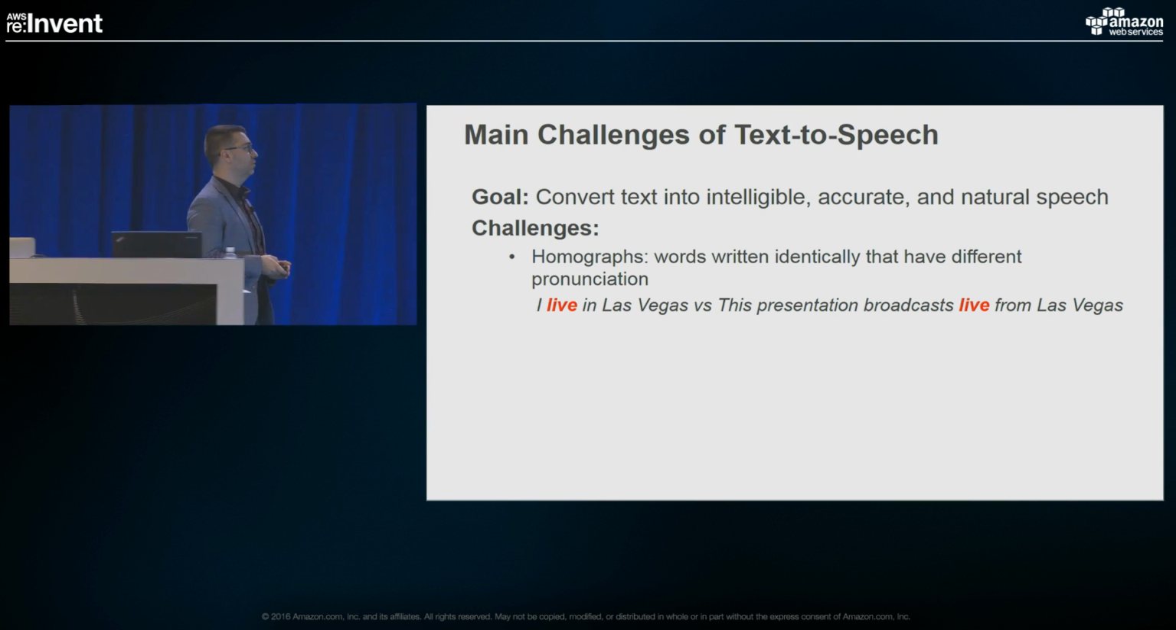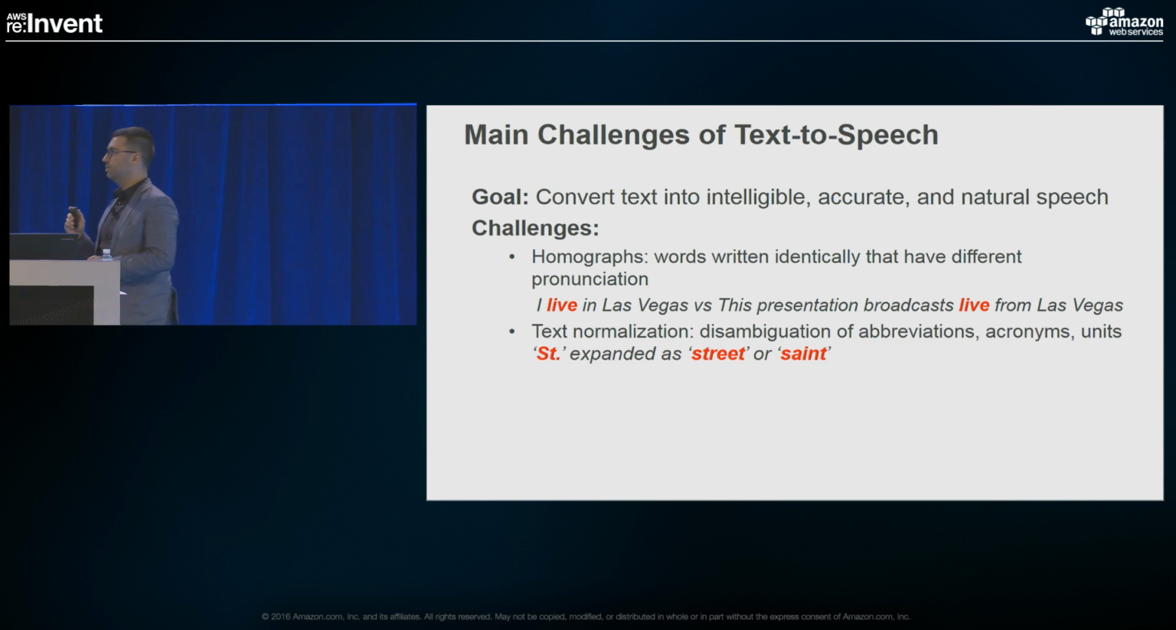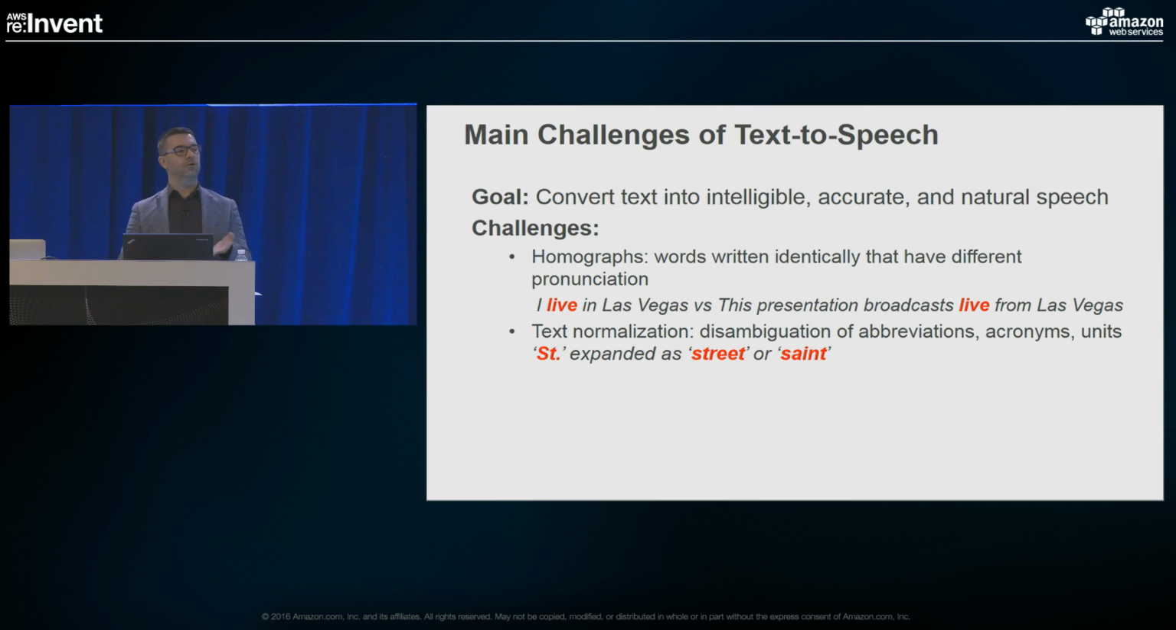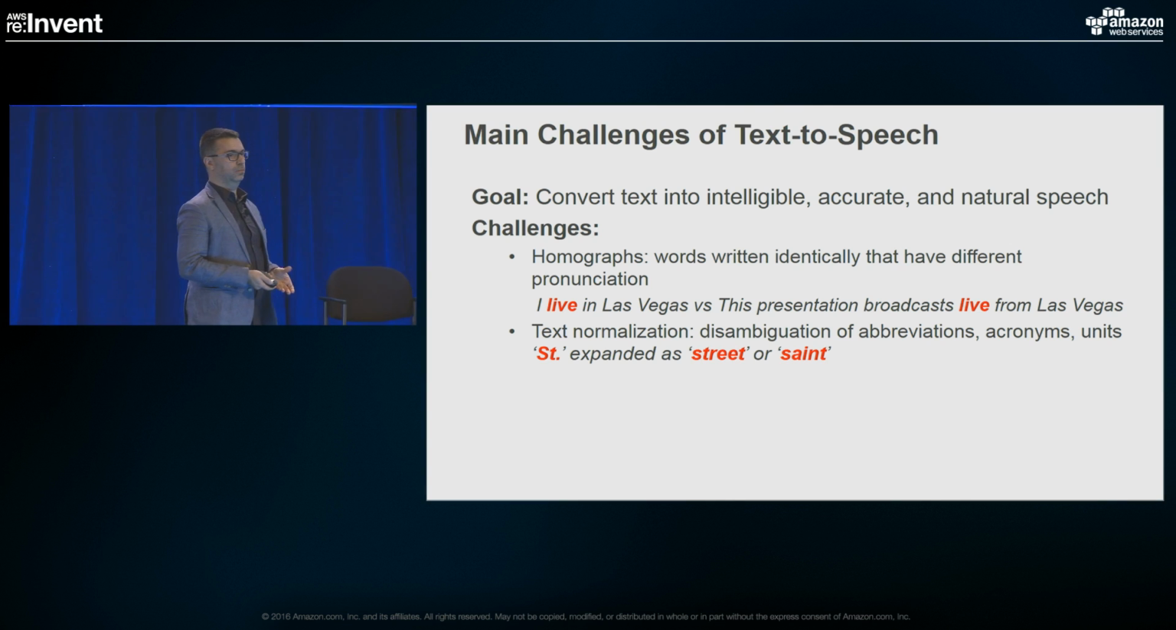Here's another example: live. I live in Las Vegas. This presentation broadcasts live from Las Vegas. That's a specific example also of a kind of homography, but also a problem with text processing. Please notice that ST, depending on the context, will be pronounced as street or saint. And again, you would expect the text-to-speech system to be clever enough to figure that out.